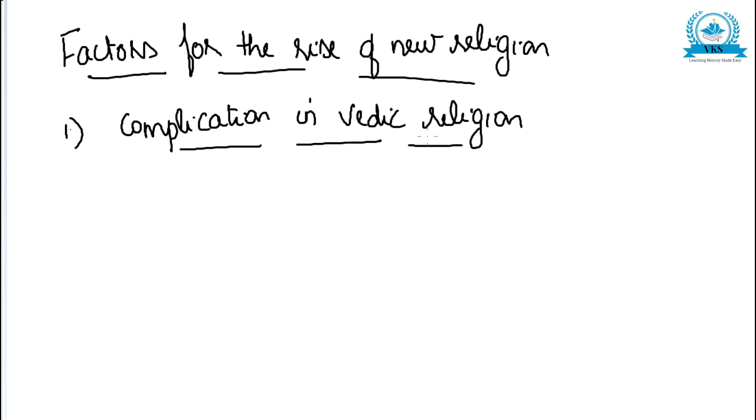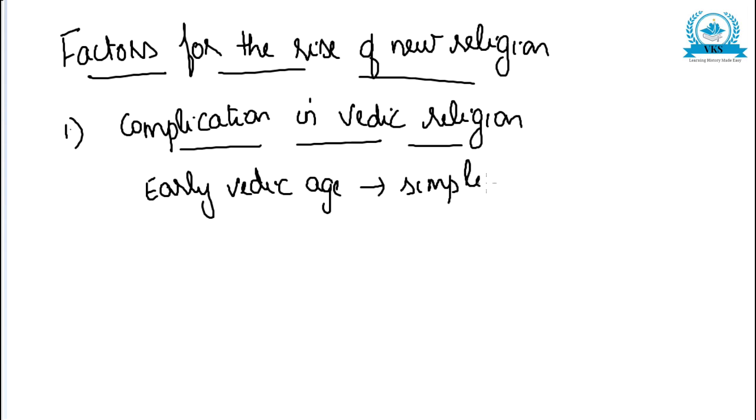Early Vedic religion was very simple. During the early Vedic age, religion was very simple. But when it moved on to the later Vedic age, it became complex due to the influence of priest and elaborate ceremonies. Many complications entered into the religion, and this was because of the priest and many elaborate ceremonies.